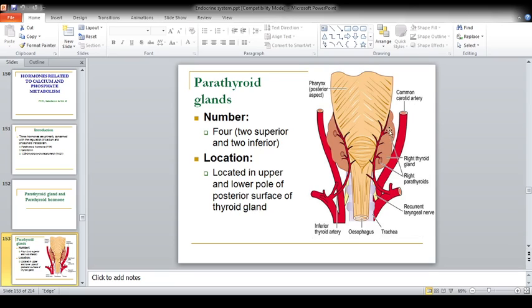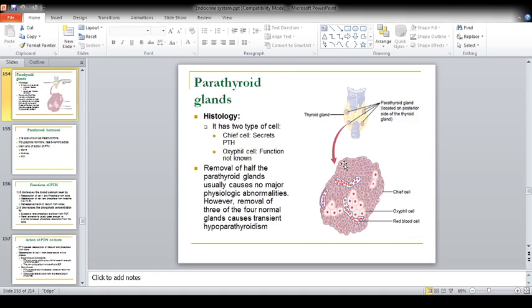As we can see here, these are the parathyroid glands. This is the left superior parathyroid, the right superior parathyroid, the left inferior and the right inferior parathyroid gland. And this larger lobe below it is the thyroid gland. So we can see the position of the parathyroid clearly here. Now let's proceed further.